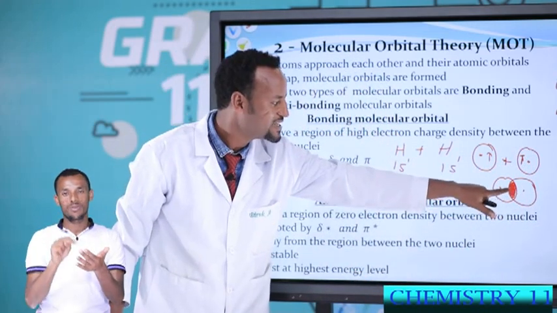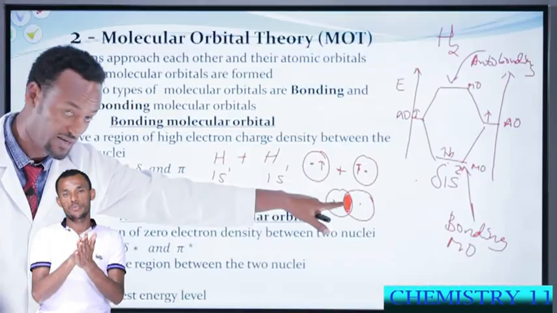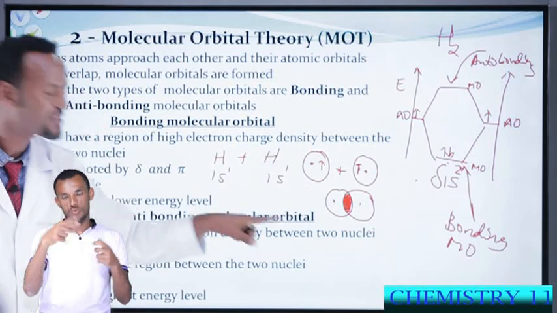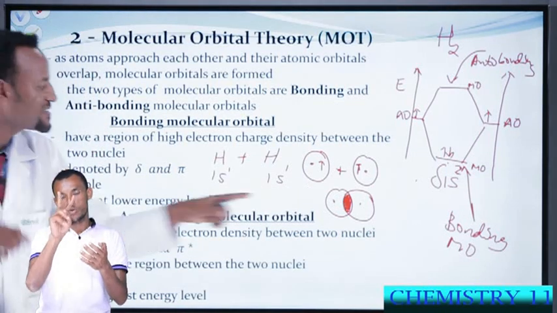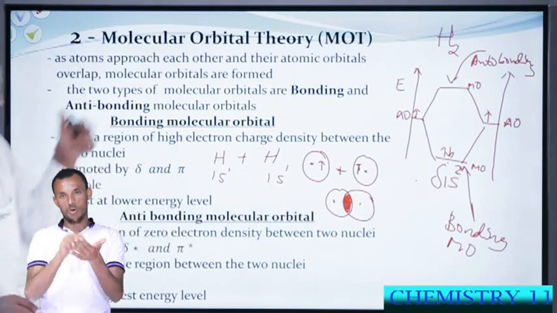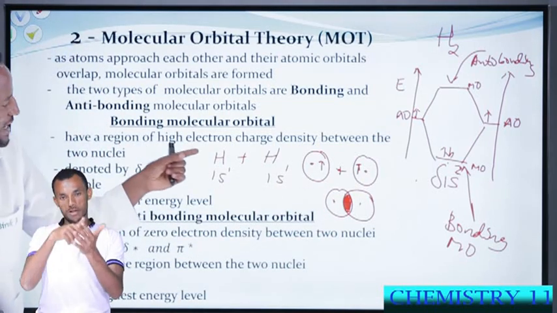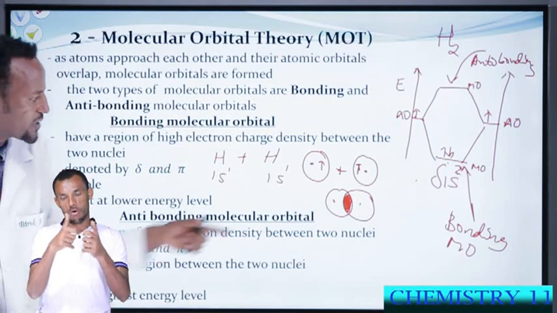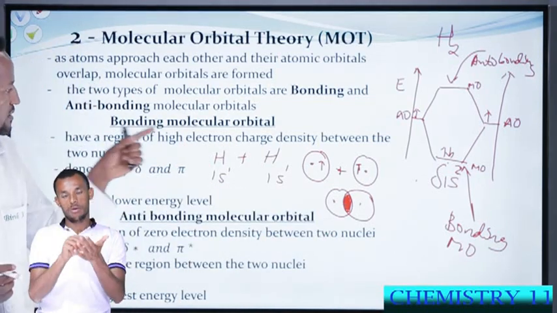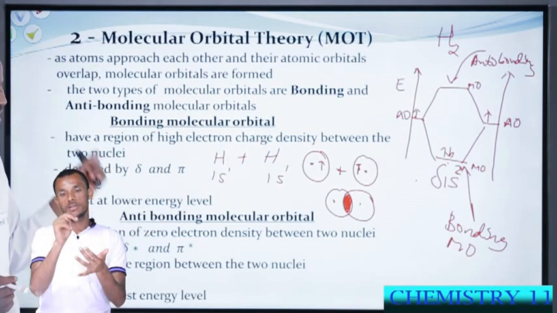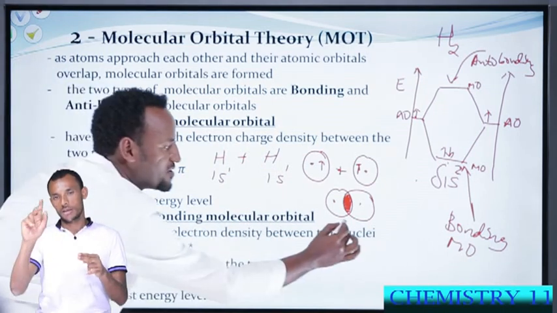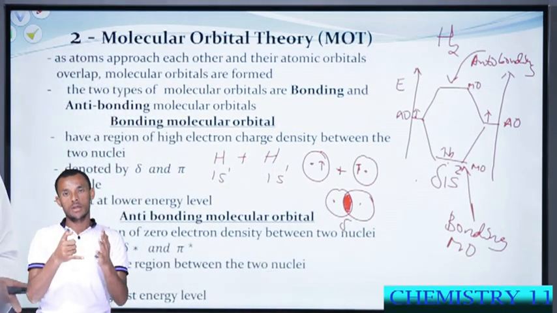In these types of overlap, sigma, how many electrons are present here? Two. The two electrons are present between the two nuclei. Therefore, there is a region of high electron charge density between the two nuclei. It is denoted by sigma or pi.